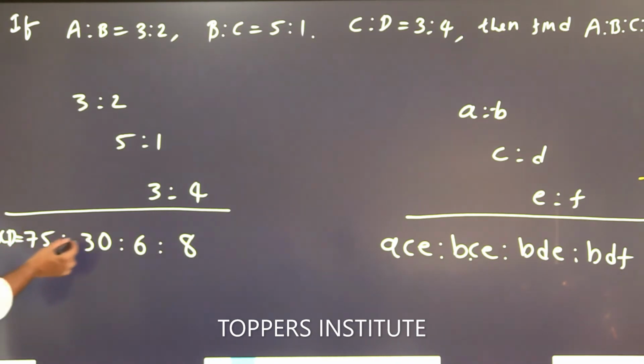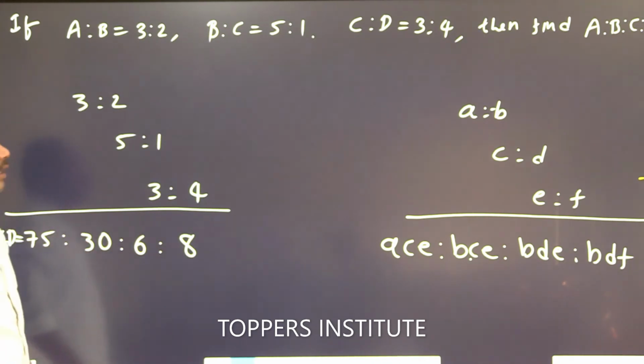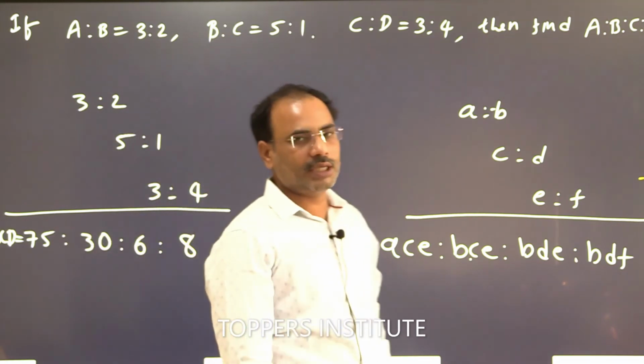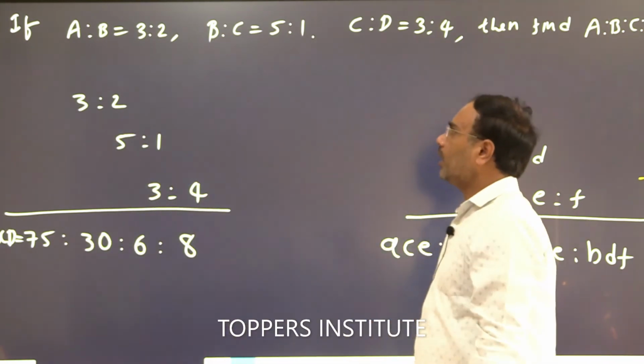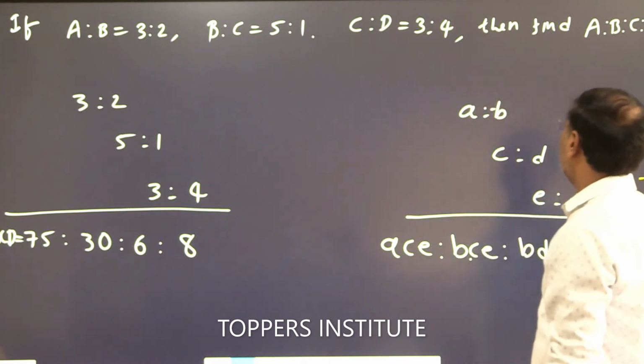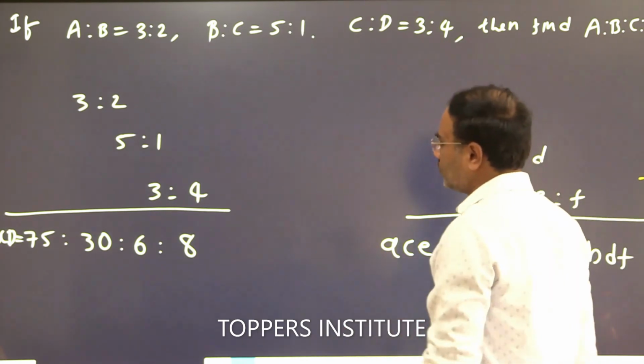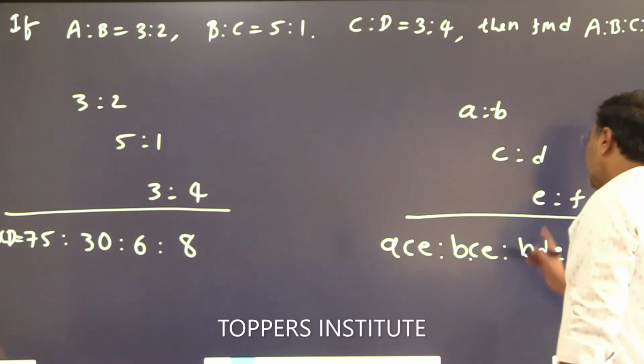There is no common factor of 75, 30, 6 and 8, so this is the required ratio A is to B is to C is to D. Given A is to B as 3 is to 2, B is to C as 5 is to 1, C is to D as 3 is to 4, we find A is to B is to C is to D as 75 is to 30 is to 6 is to 8. This is working rule 2.